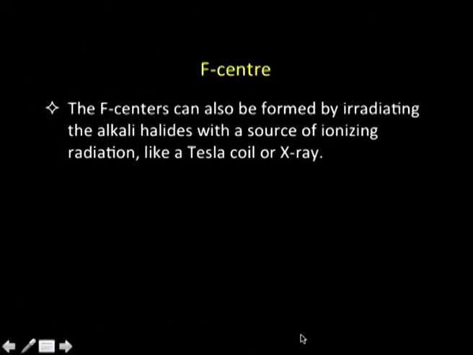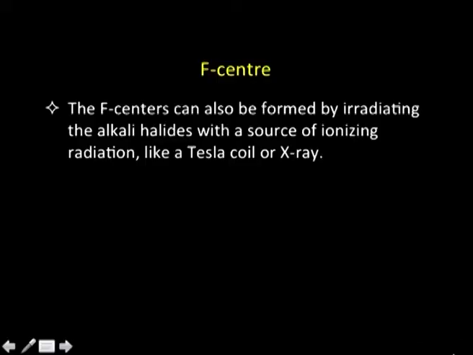Okay. Now, F centers can be formed in another way: by irradiating the alkali halides with a source of ionizing radiation, like a Tesla coil or X-ray radiation. What we discussed earlier was one mechanism, where we take an alkali halide and heat it with the vapors of an alkali metal, and in this process we get F centers. The second way is by irradiating the alkali halide with a very strong radiation like a Tesla coil or X-rays.